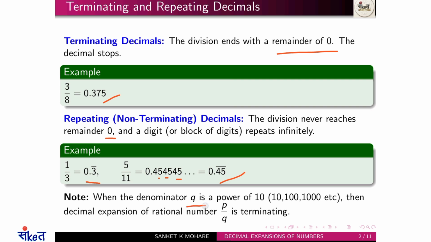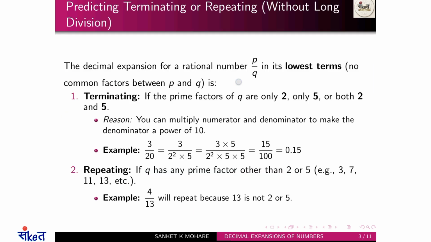Now there is one note. When the denominator q is a power of 10, that is 10, 100, 1000, 10,000, then the decimal expansion of the rational number p by q is terminating. Why so? For example, suppose we have 2 by 10. Its decimal expansion is 0.2, with the help of scientific form that we have discussed in previous classes. So remember, when the denominator q is a power of 10, then the decimal expansion of the rational number p by q is terminating.